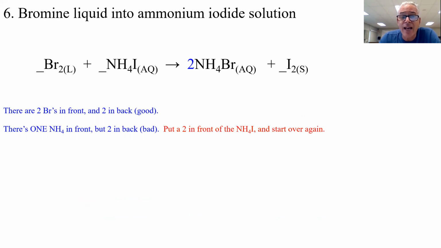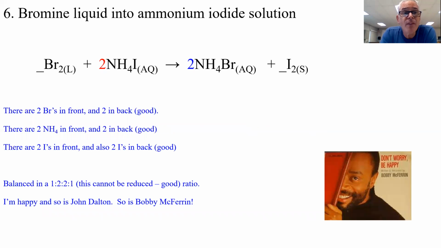So the only way to fix that is to put a 2 in front of ammonium iodide, and then I have to start over again. So look what I did. Bromine, there's 2 bromines in the front, there's 2 bromines in the back. Now I have 2 ammoniums in the front, and I have 2 ammoniums in the back. That's good. And in the front, I have 2 ammonium iodides, which means I have 2 iodines. Look in the back, I already have I2. This is balanced. It's in a 1 to 2 to 2 to 1 ratio.